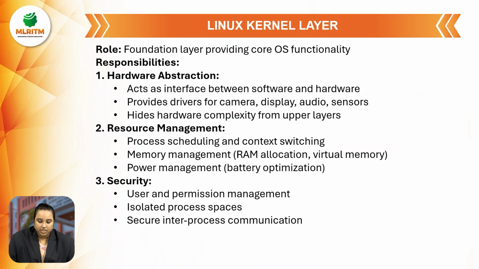First is the Linux kernel layer. The role of this layer is to be the foundation layer for core OS functionality, and it is responsible for hardware abstraction. It acts as an interface between software and hardware and provides drivers for camera, display, and audio sensors. It hides hardware complexity from upper layers. There is resource management, process scheduling, and context switching. There is memory management, RAM allocation, and virtual memory. Power management is used for battery optimization.